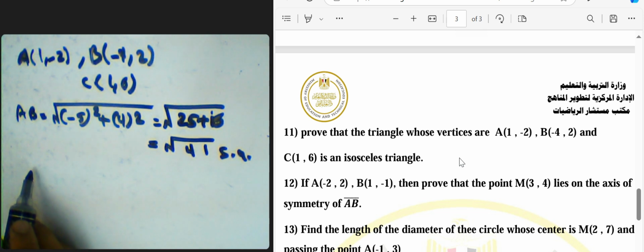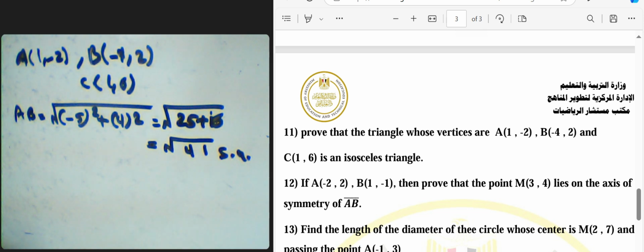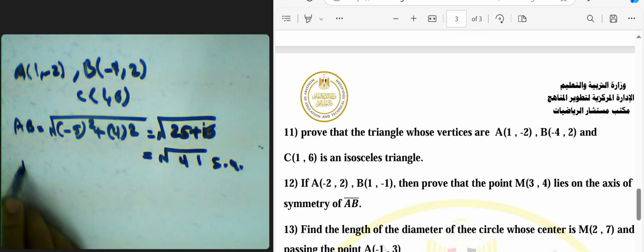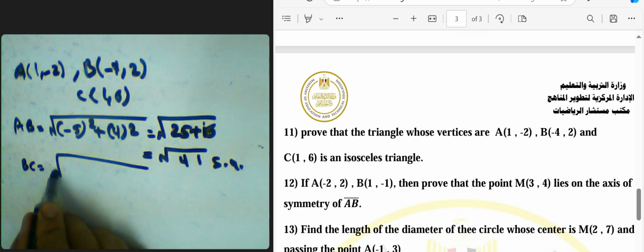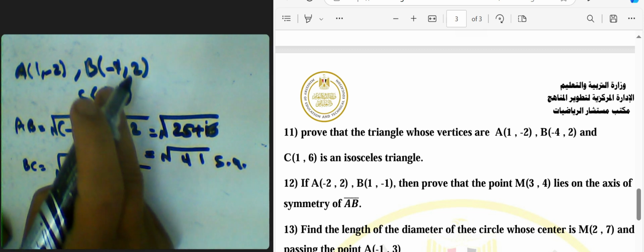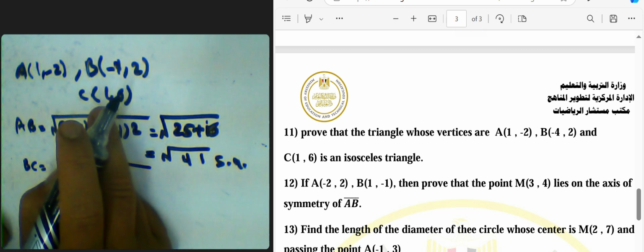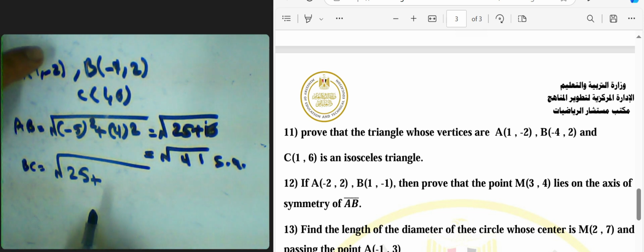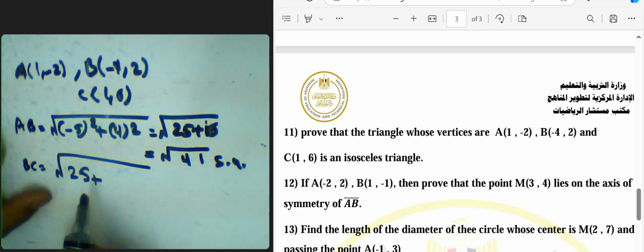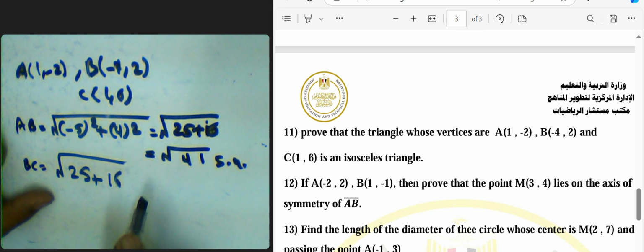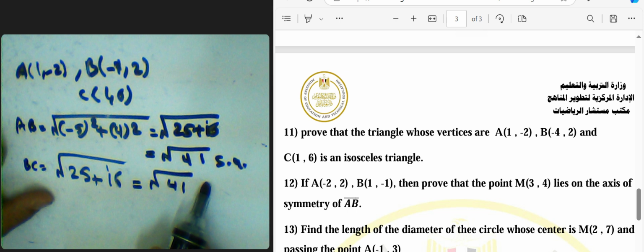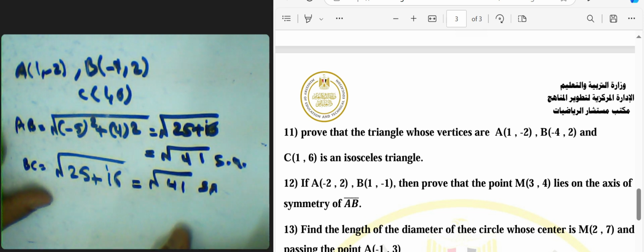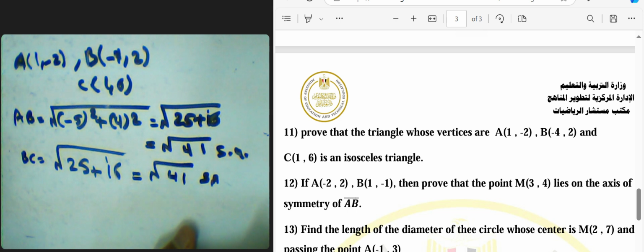And what about BC? BC, square root of 1 minus negative 4, it will be 1 plus 4, it will be 5. 5 power 2 will be 25. And we have negative 2 minus 2, negative 4. Power 2, it will be 16. So the result will be 25 plus 16, 41. Square root of 41 length units. So we have two sides equal, but first you must prove that the triangle inequality is true.